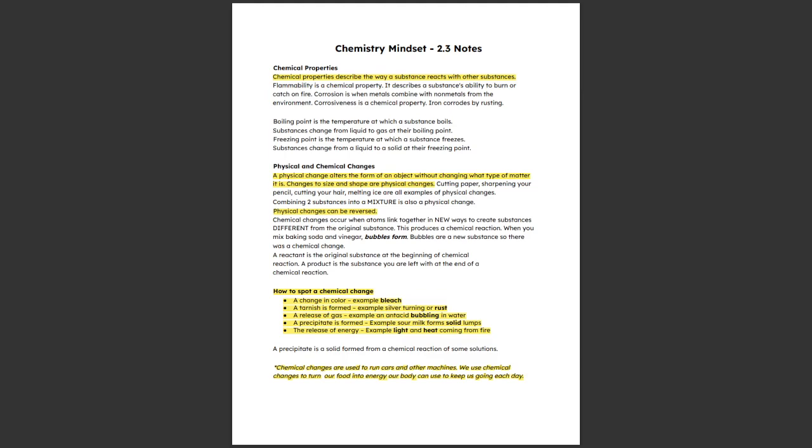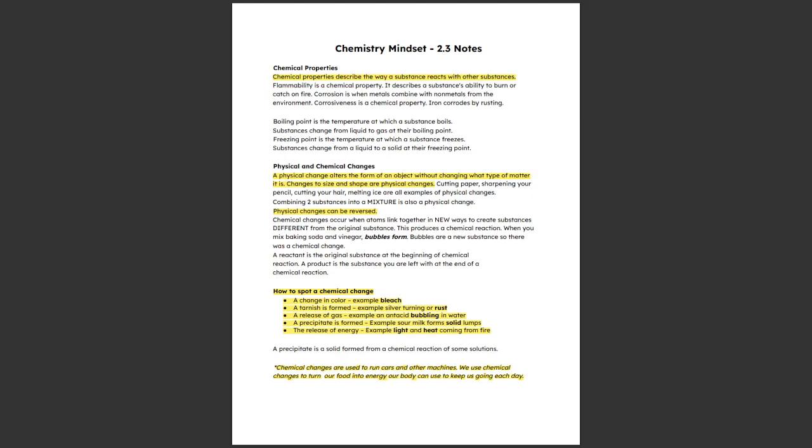So here I also have highlighted how to spot a chemical change. Those are some examples like a change in color, a tarnish, which is like rust or such, release of gas like bubbles, and not to be confused with bubbles like if you're stirring a drink or you shake it. That's not necessarily a chemical reaction. It is when you add, for example, right there has an antacid added to water, starts bubbling. That's a chemical reaction. A precipitate is formed.